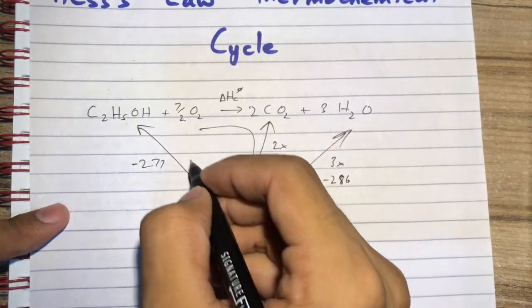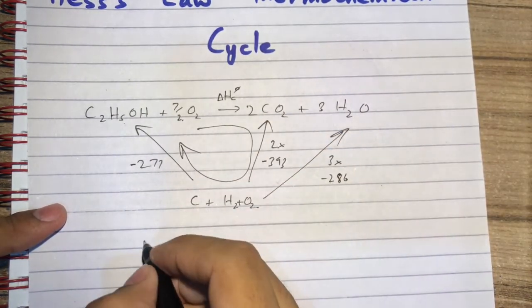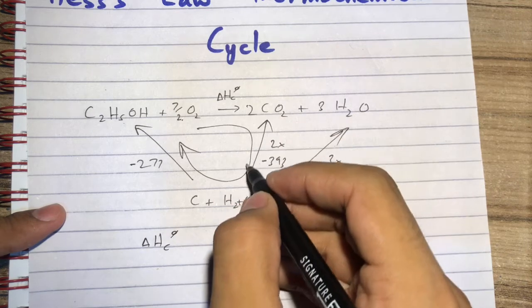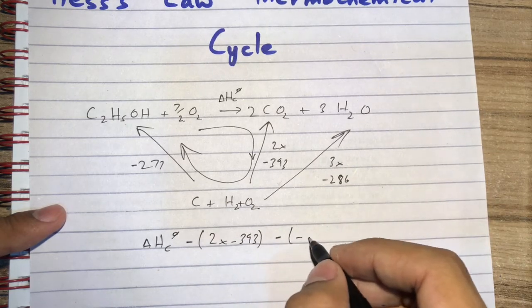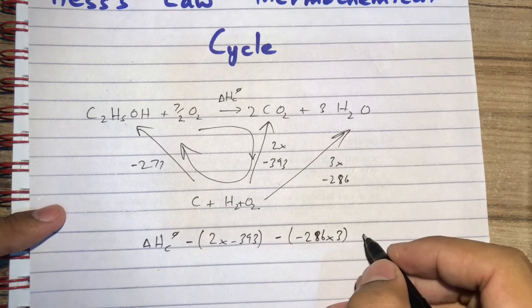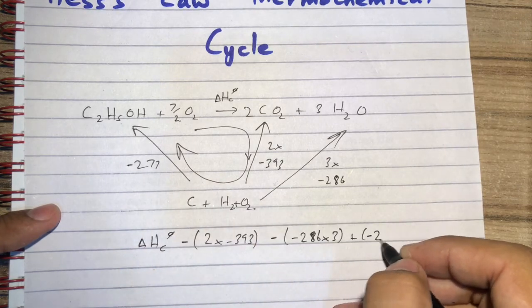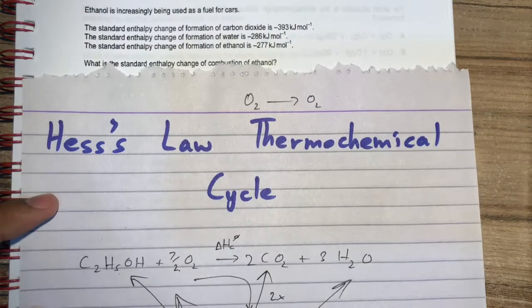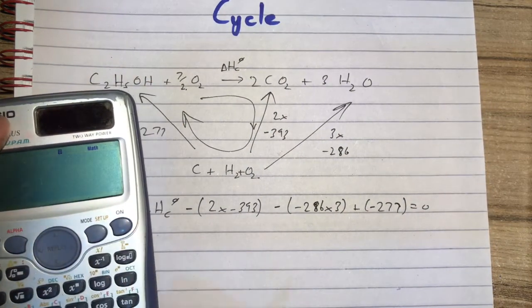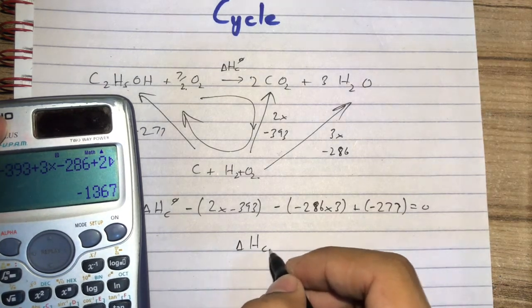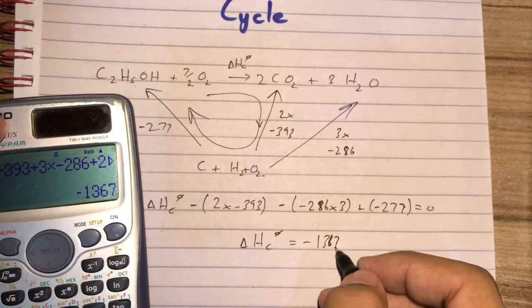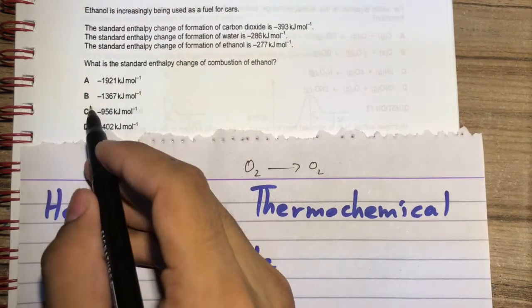Now I'll draw an arrow. Delta HC follows the arrow, so positive. This is against the arrow, so negative 2 times negative 393. This is against the arrow, so negative 286 times 3. And then this is following the arrow, so plus negative 277 equals 0. So if I solve this, delta HC is equal to negative 1367 kilojoule per mole. That is option B.